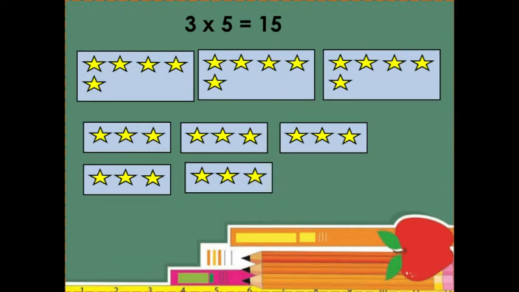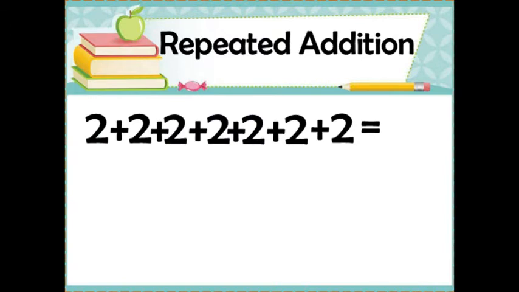So now let's proceed to multiplication as a process of repeated addition. So how does this work? I have here an example. We have here 2 plus 2 plus 2 plus 2 plus 2 plus 2 plus 2.